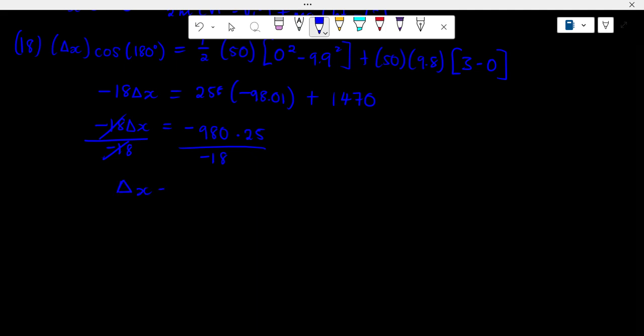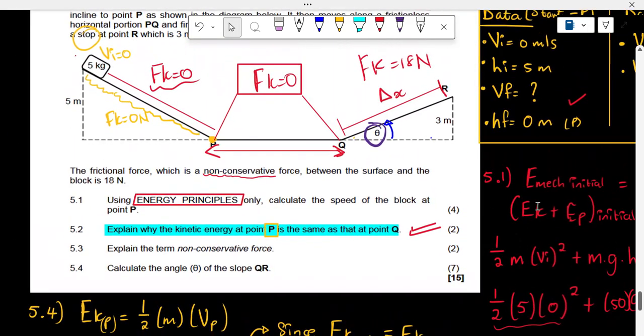Delta x in this case will then be my answer divided by negative 18. I get my displacement to be 54.46, rounded to 2 decimal places. Okay, 54.46 meters. Now guys, I have gotten the value of delta x.